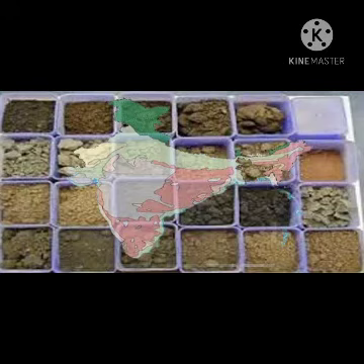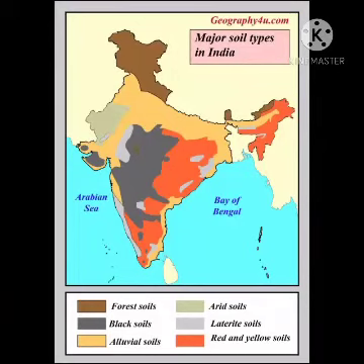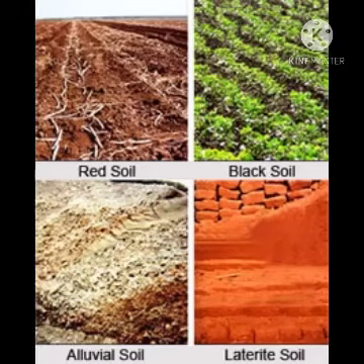Agriculture, the main occupation, depends on the soil. So it is important. Soil formation of India is mainly related to the parent rock, relief, climate and natural vegetation. So we can see wide varieties of soils in India.